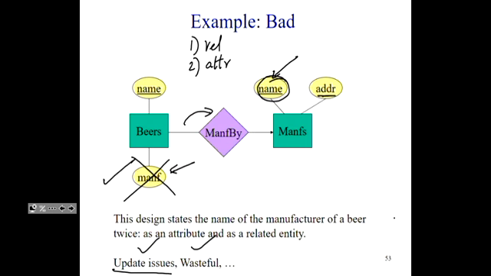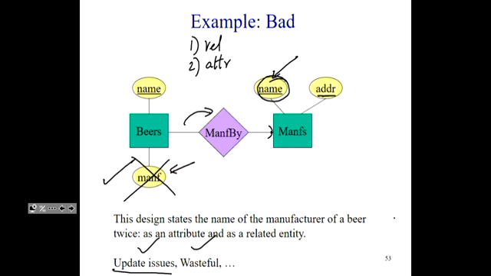Yes? Shouldn't there be a semicircle there? I mean, every beer has to be produced by some manufacturer. Sure. If every beer was manufactured by exactly one manufacturer, as opposed to at most one manufacturer, then you might want a semicircle here. So this is not as precise as it should be.